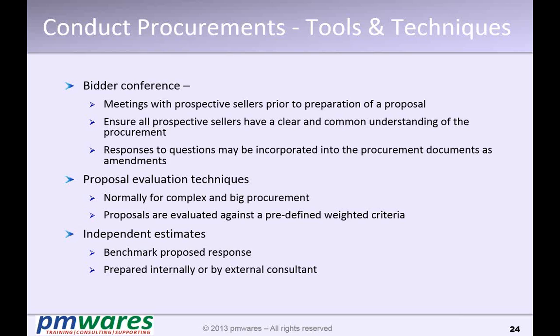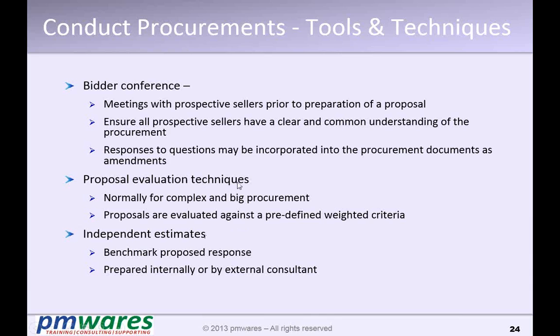It's not that only A has asked question Q, then only A will be given Q, otherwise other persons have B. So whatever questions are asked by A, B, C, D, all are compiled together and given to every seller. So every seller has an equal amount of information. That is the bidder conference.